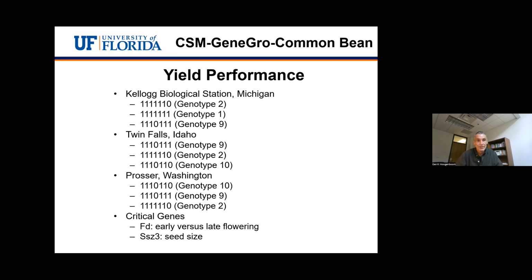So the critical genes here determine that FD is quite important, early versus late flowering, as well as the seed size as well. So again, this is a promising application, but one of the challenges we still face is the linkage between the individual genes and the cultivar coefficients.